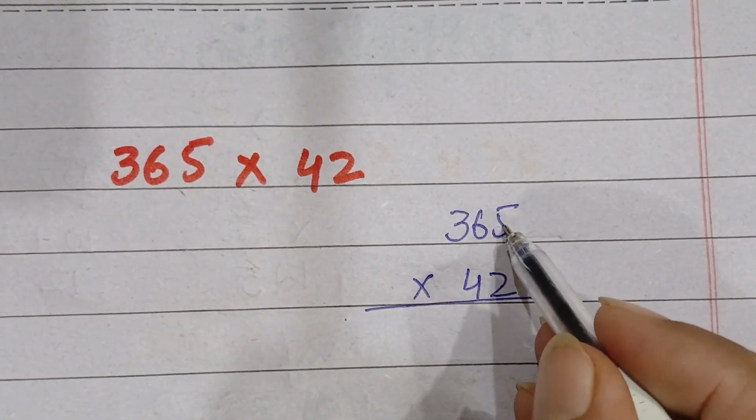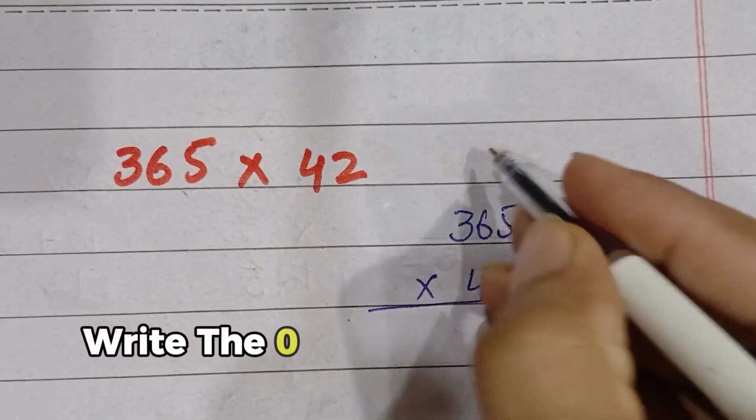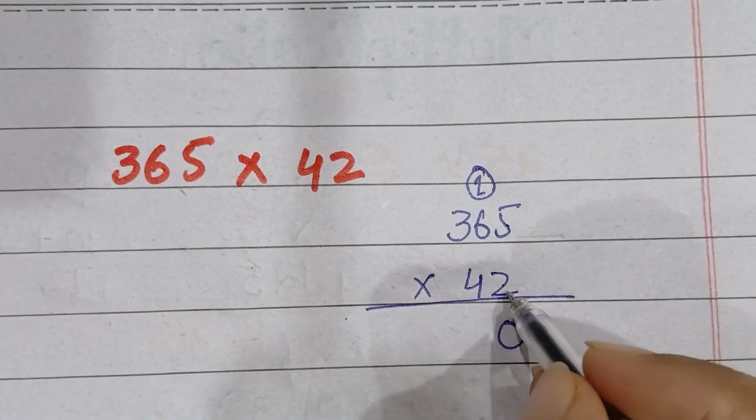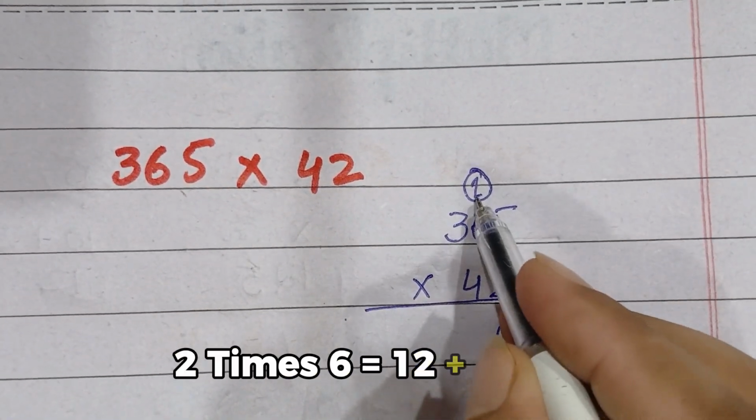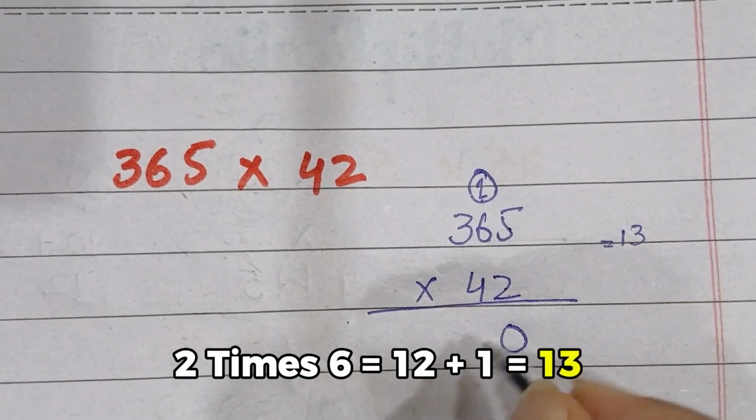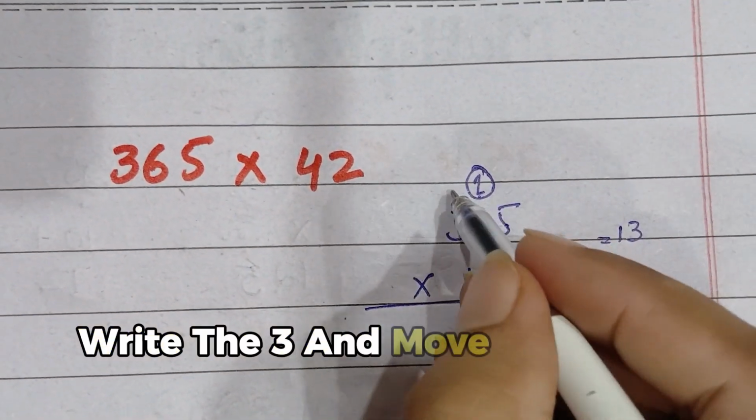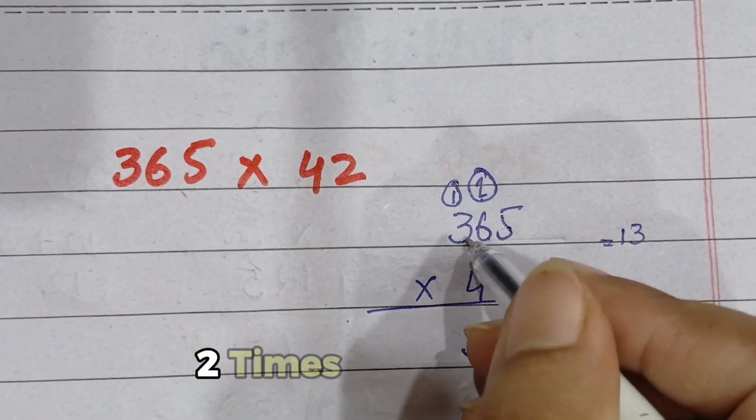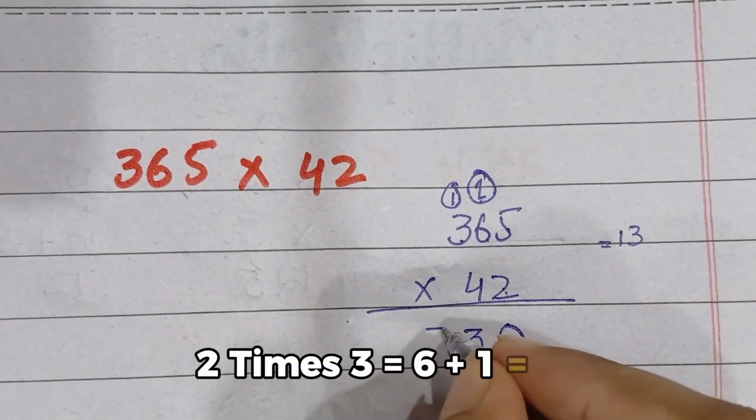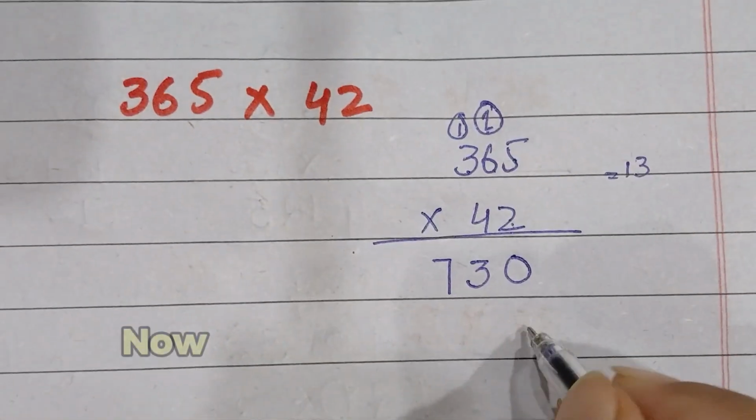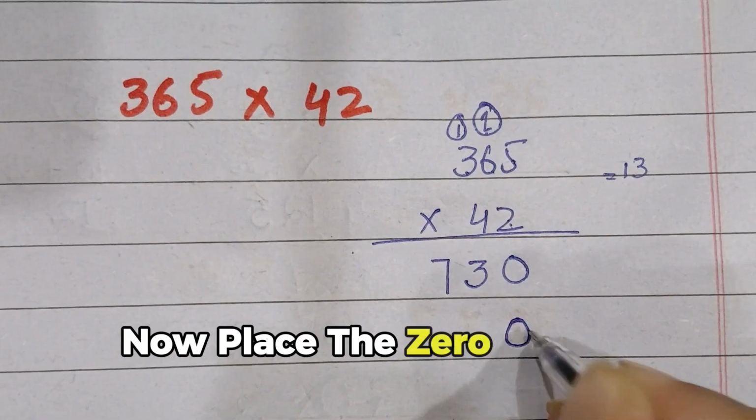Now start. 2 times 5 is 10, write the 0 and carry 1 to the next column. 2 times 6 is 12, plus 1 carry will become 13. Write the 3 and move the carry to the next column. 2 times 3 is 6, plus 1 is 7. Now place the 0 at the ones place.